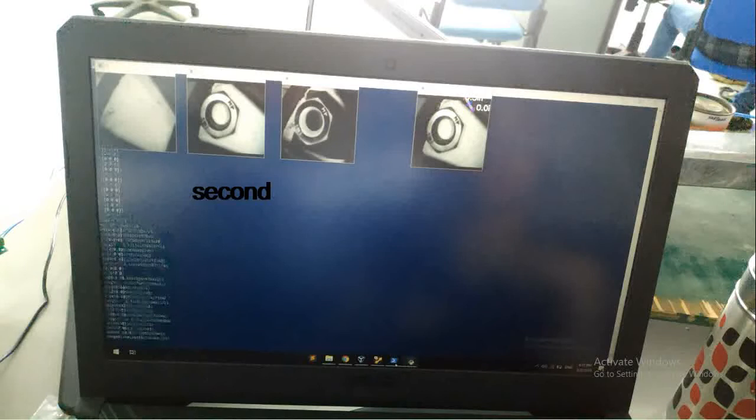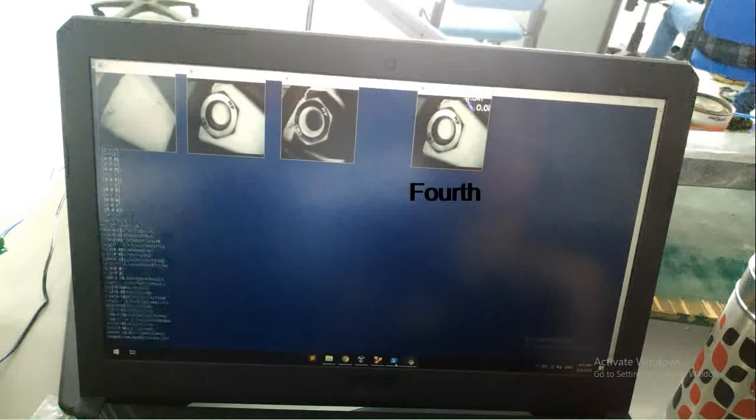nut is captured. The third image is the subtracted image, that is after subtracting the second image from the first image, and this subtracted image is going to be further used in the detection algorithm for measurement of the dimensions of the nut.